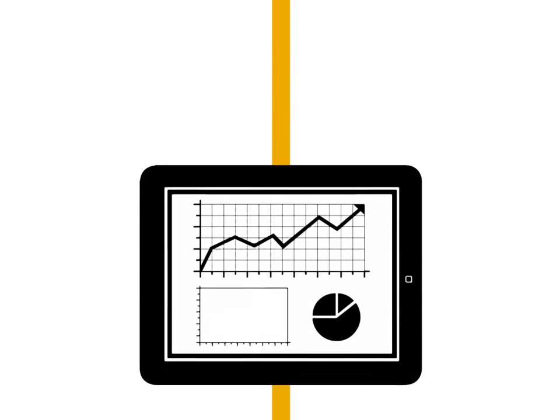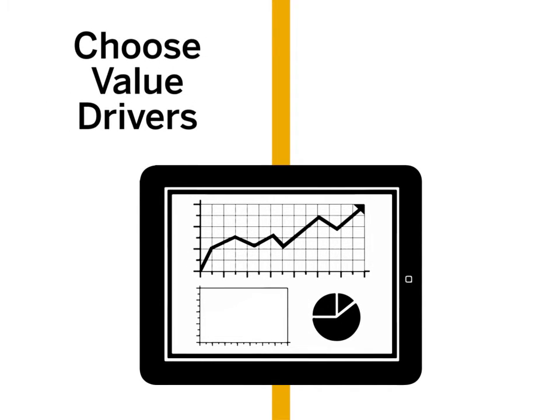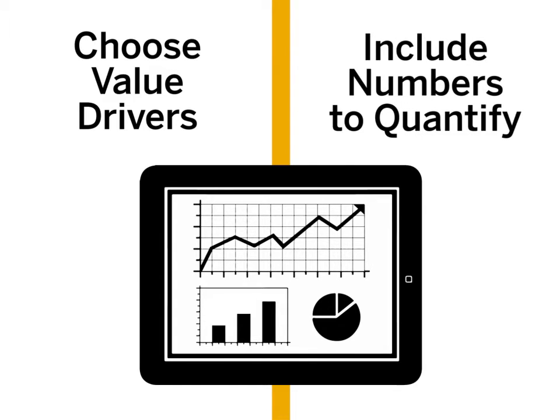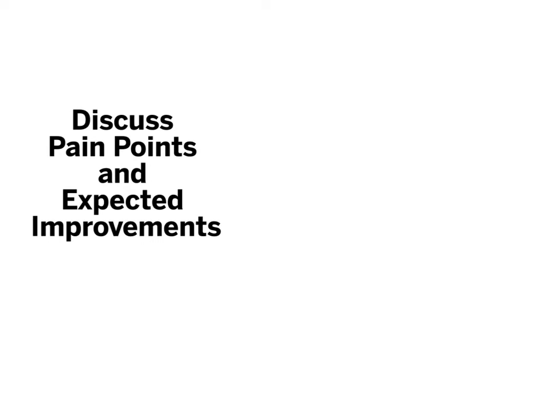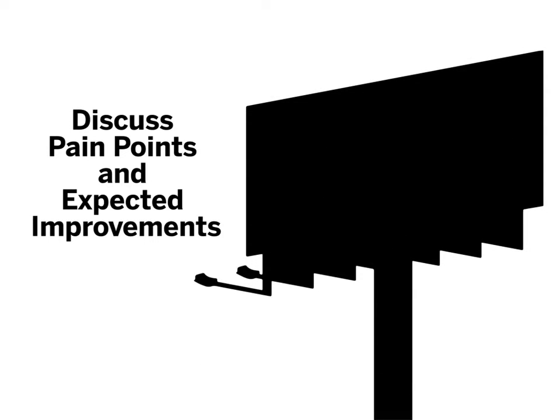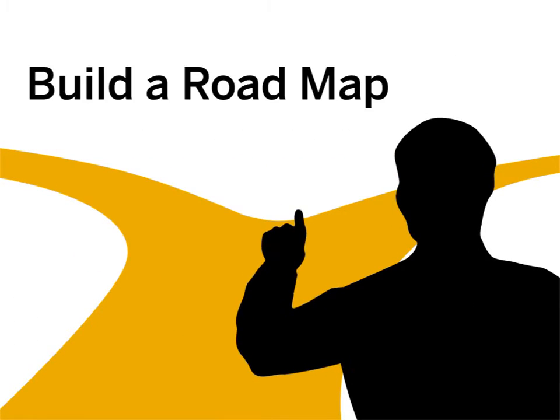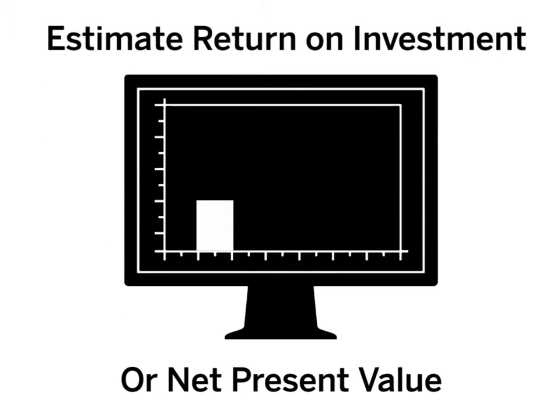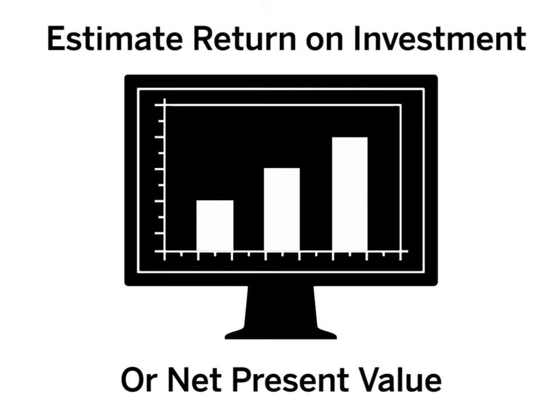I would pick 3 to 5 drivers of value, and if possible, try to put some numbers on them. Then, of course, it's important to talk about the existing pain points and how the solution will alleviate those pain points. The key is to talk about the incremental improvements that you expect to see. And, of course, finally, no business case is complete without a change management plan or a roadmap. How is this going to be weaved into the organization, as well as an ROI or an NPV estimate?